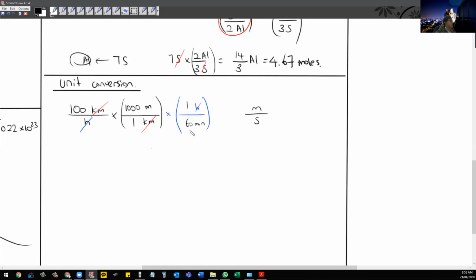But then we don't want this to be in meters per minute. We want this to be meters per second, true? So you just got to cancel the minute as well, and then have second there. Then minute and minute cancel out, and we know that 1 minute is the same as 60 seconds. So you're just left with meters per second. Everything else is canceled, right? So all you've got to do is times the 100 by 1,000 and then divide by 60.